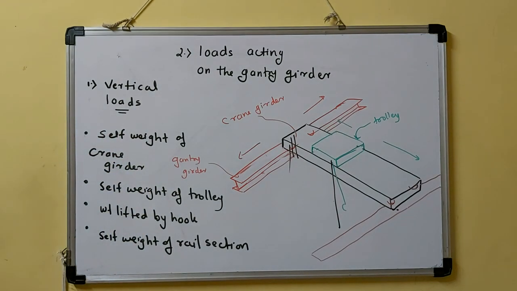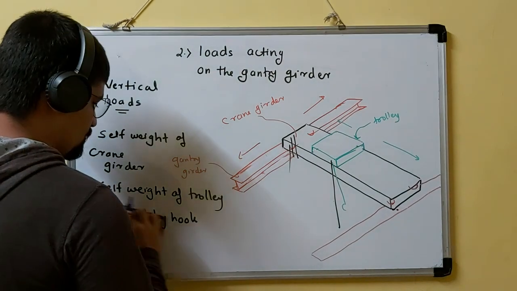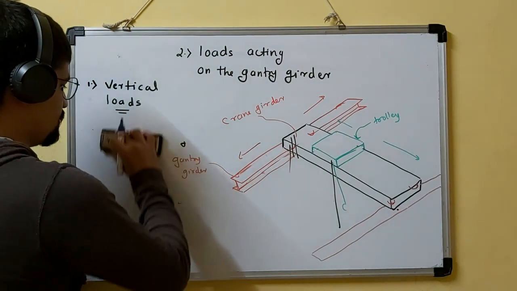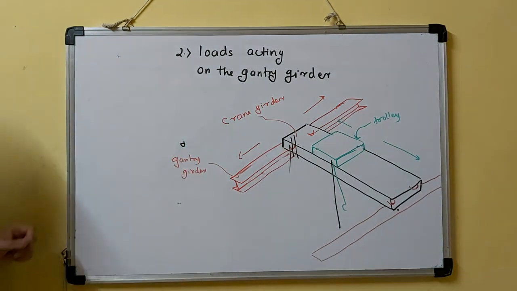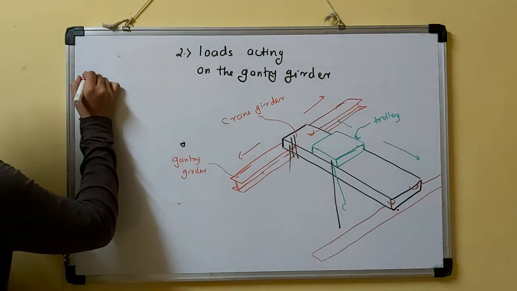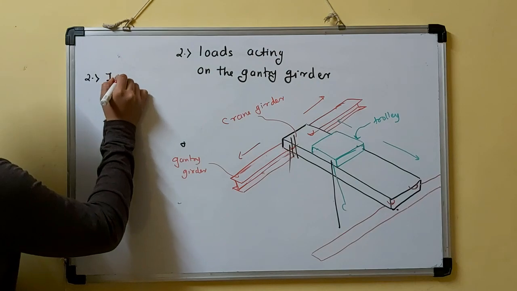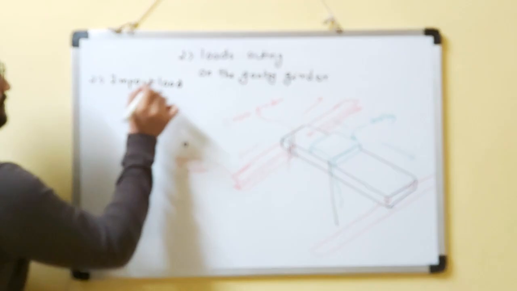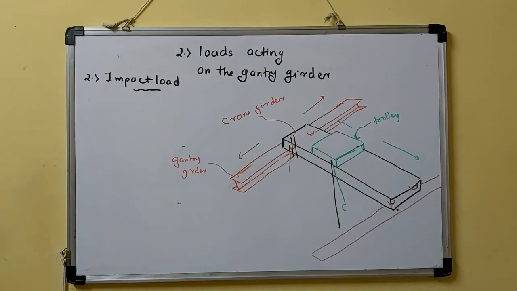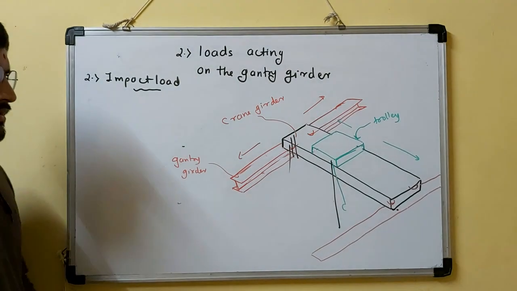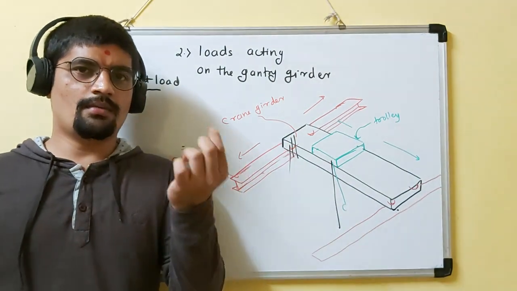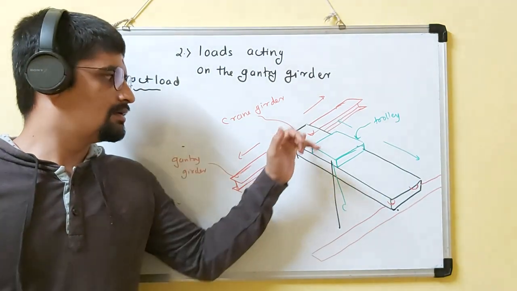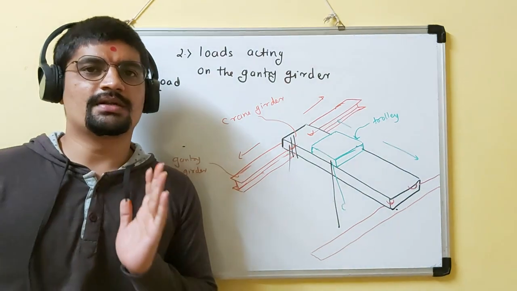Now the second type. Second is impact load. Now, which are impact loads? So, whenever we lift the load, some impact occurs at the portion where the connection is made.